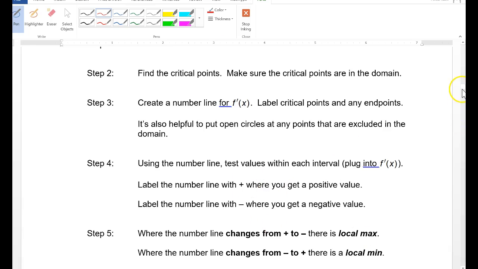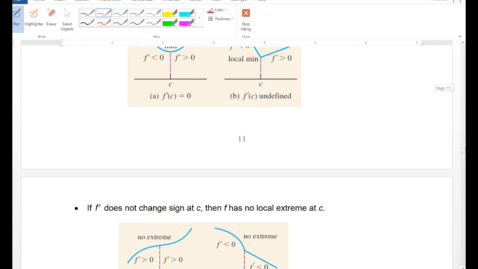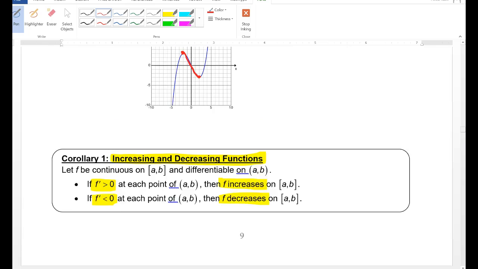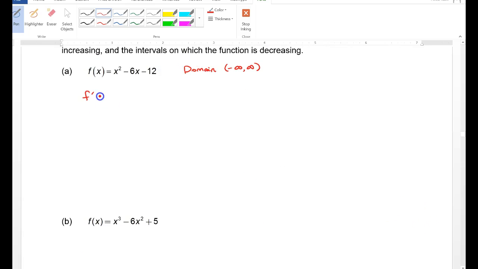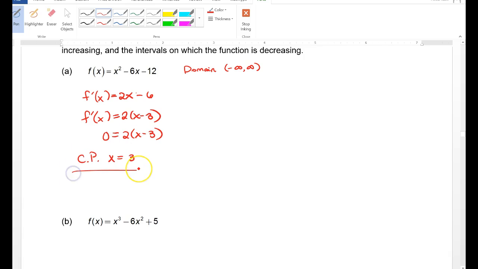What did you get? So the derivative is 2x minus 6. We set this equal to 0, so we get a critical point at 3. Good. Now, step 3, we want to make a number line.